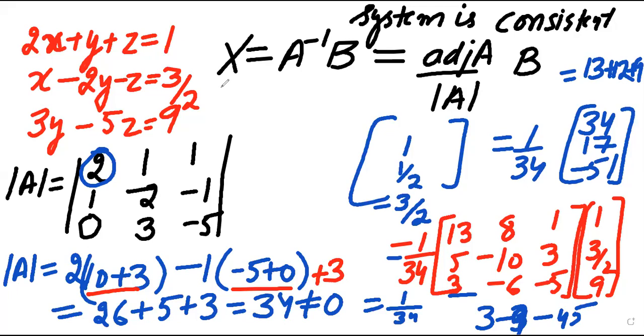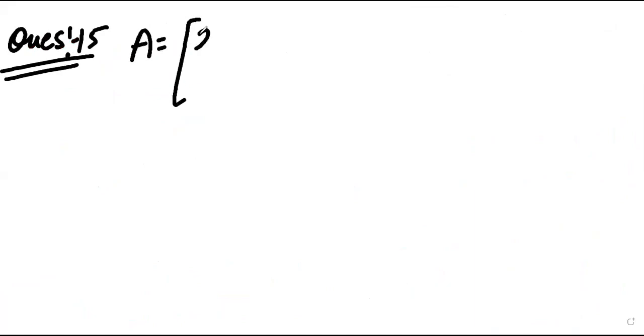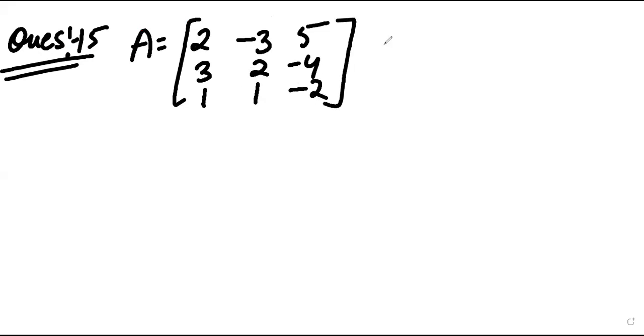This is very important. Question number 15. Let's see this one. This is the most important question of this exercise. A equals 2 minus 3 5, 3 2 minus 4, and the third column is 1 1 minus 2. Okay. The first thing is to find A inverse. The question is to find A inverse.